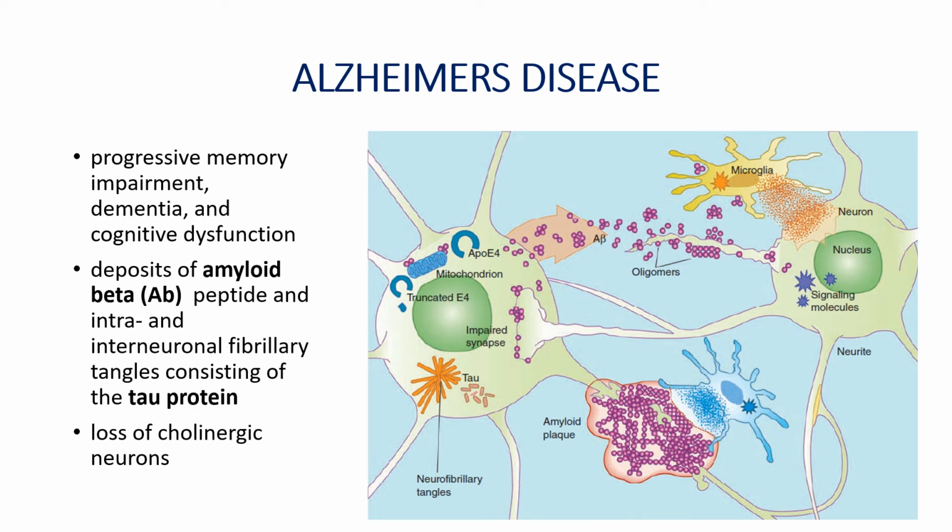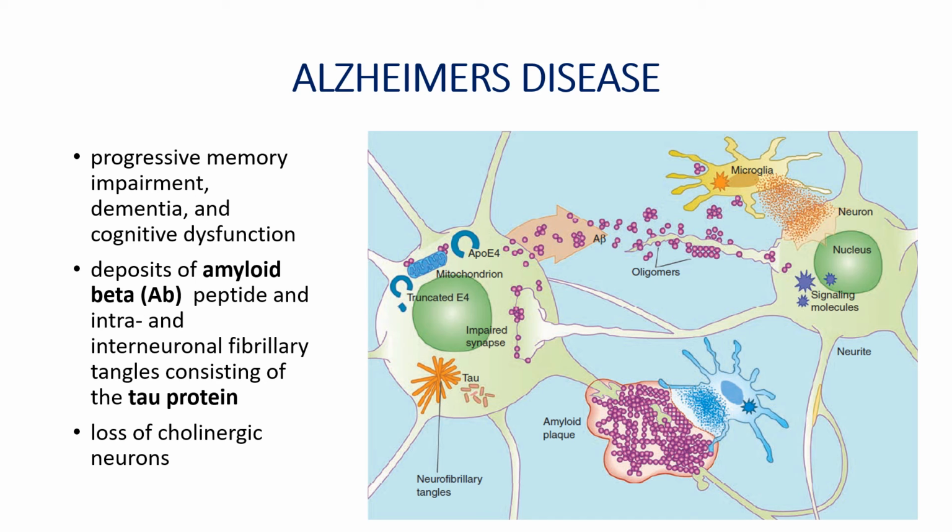So these small purple things are all the amyloid beta peptides. They are deposited as patches in the extracellular spaces. You can see here the amyloid plaque, which is formed due to amyloid beta peptide.